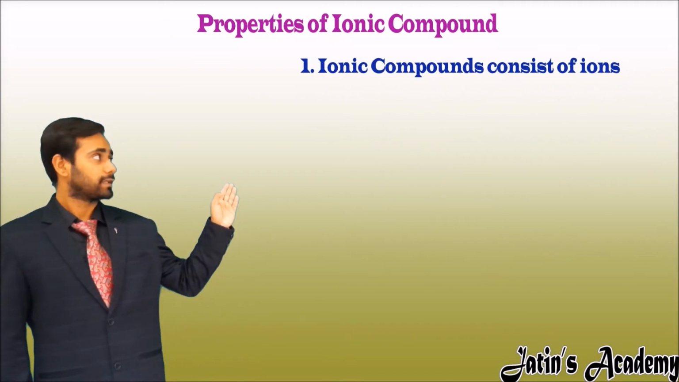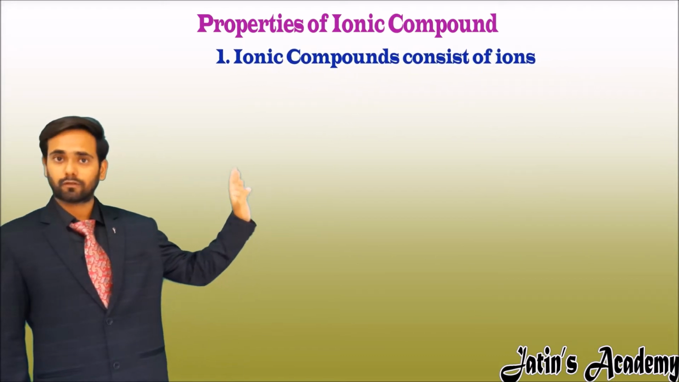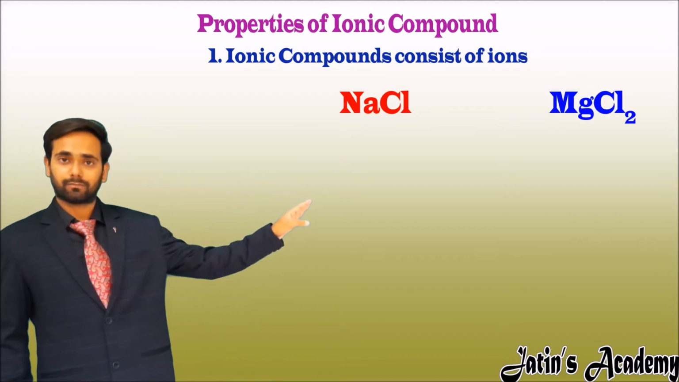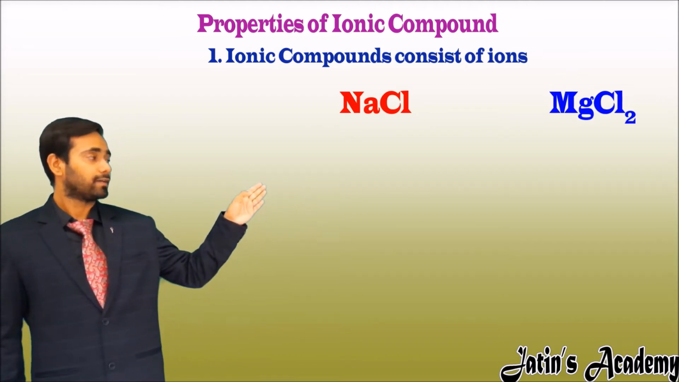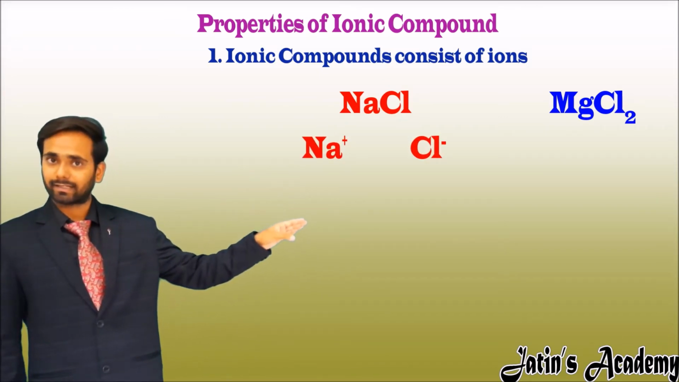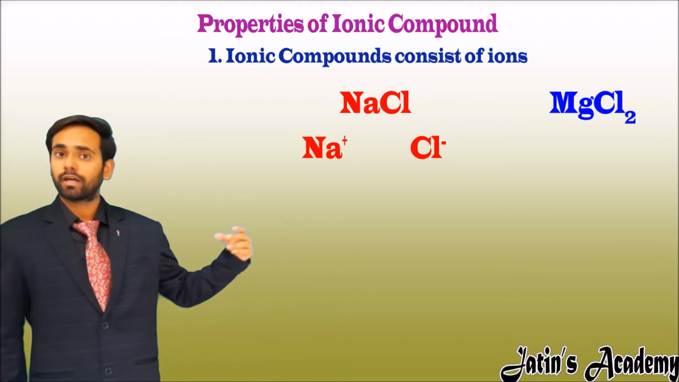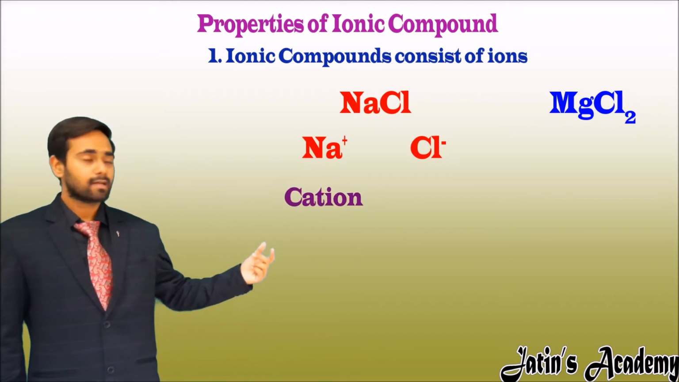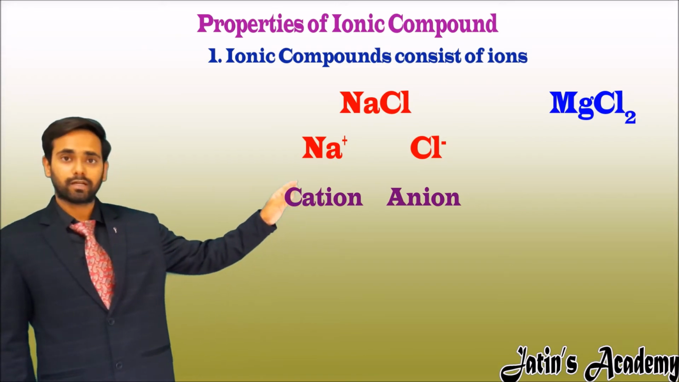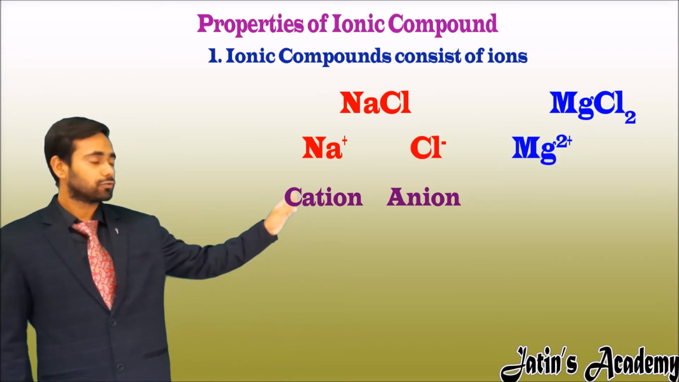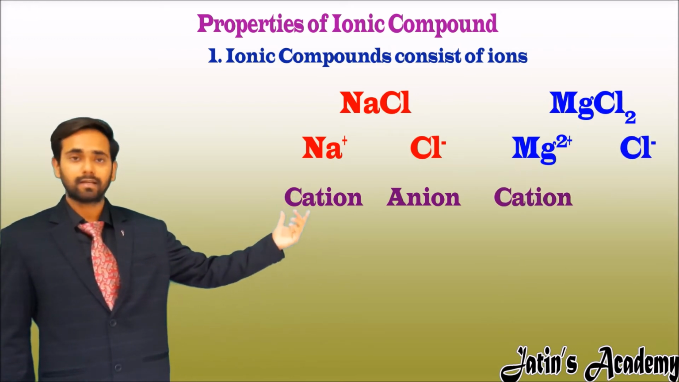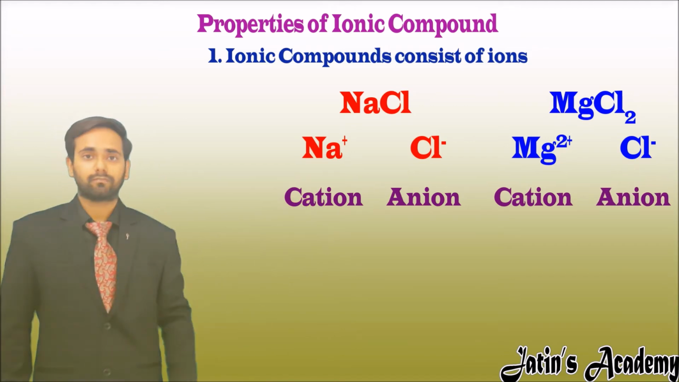Our first property is ionic compounds consist of ions. Let's take the example of sodium chloride or magnesium chloride. In sodium chloride, it is made from Na positive ions and Cl negative ions, meaning positive ions and negative ions. Here positive ions are cations and Cl negative ions are anions. On the other side, magnesium chloride is made from Mg2 positive ions and Cl negative ions. Here Mg2 positive ions are cations and Cl negative ions are anions.